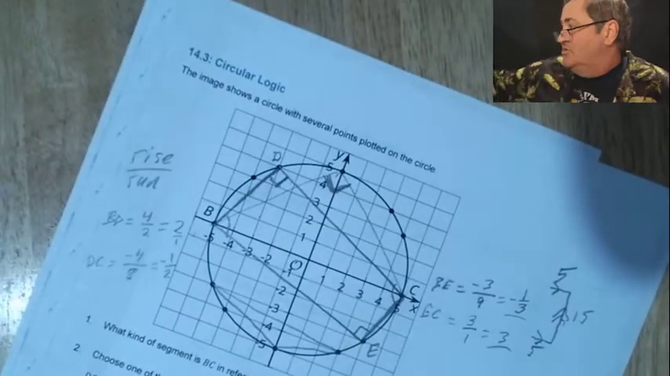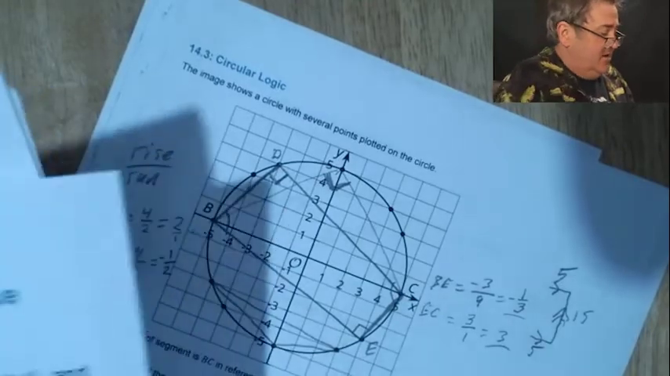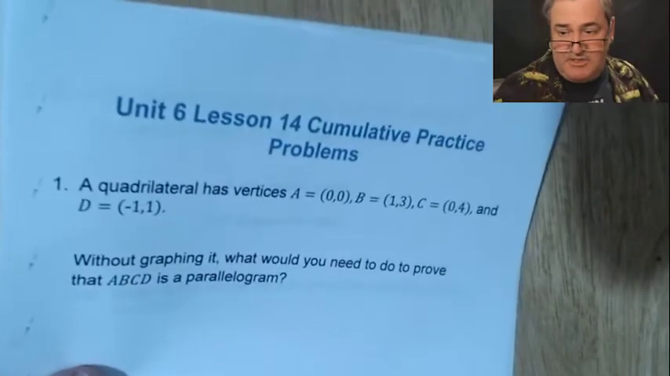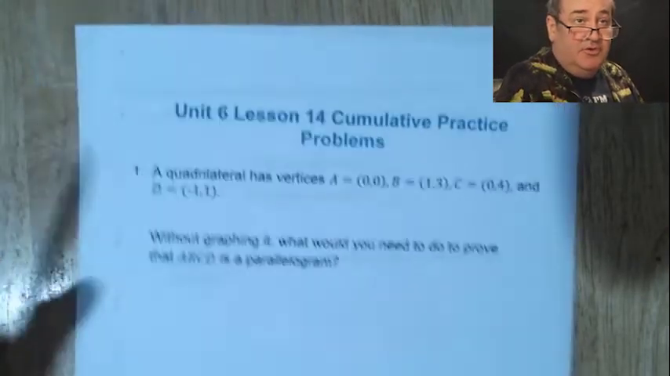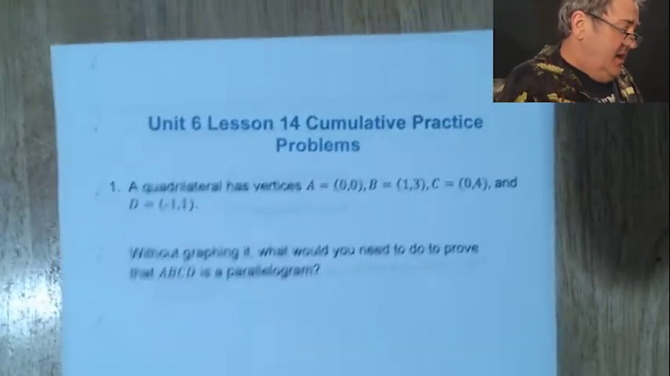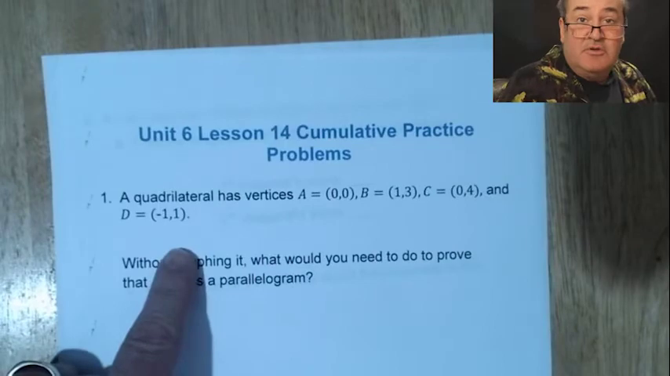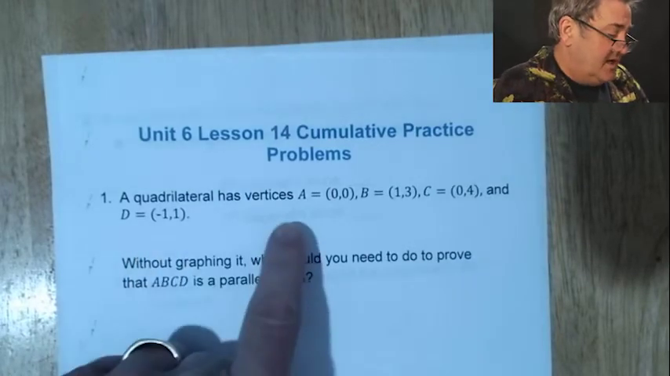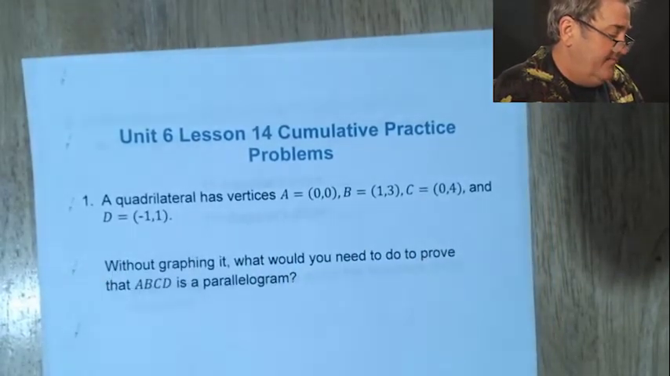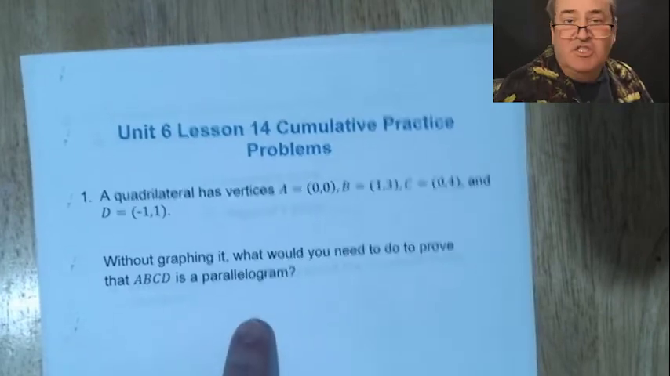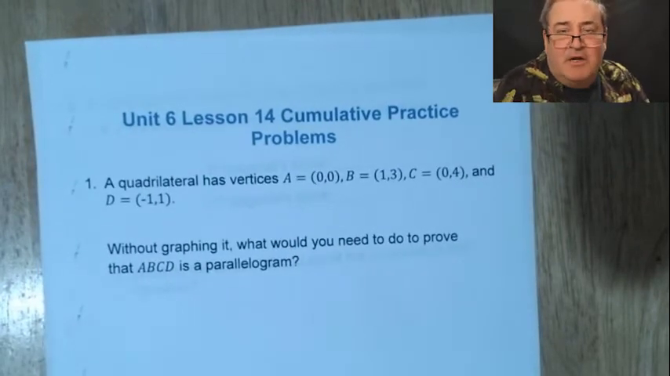All right, that is the lesson today. But I want to show you what your assignment's going to look like because I have that right here printed out. Let's go through that real quick so you have some idea what you're doing when you get there. The first problem is similar to the first one I did. You have a quadrilateral that has these vertices. So without graphing it, just tell me, what do you need to do to prove it's a parallelogram?